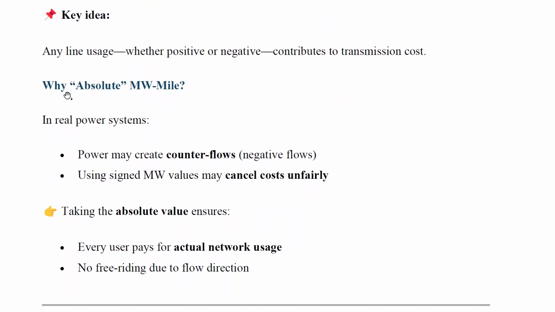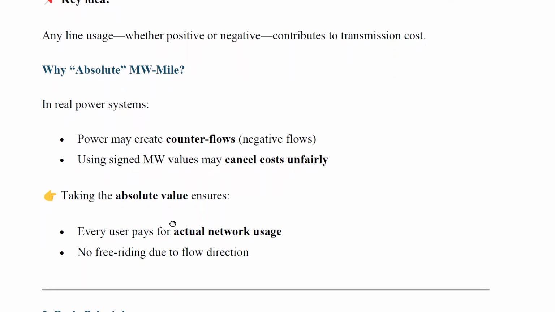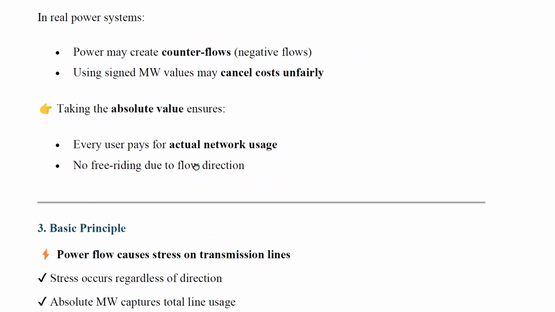Next, why absolute megawatt mile? In a real time system, power may create counter flows. For example, it will flow in the opposite way of excess power; it reaches the load and again returns as flow. So counter flows are the negative flow. Using signed megawatt values may cancel the cost unfairly. Taking absolute values ensures that every user pays for the actual network usage, with no free riding due to the flow direction. That's why we go for the absolute megawatt mile method.